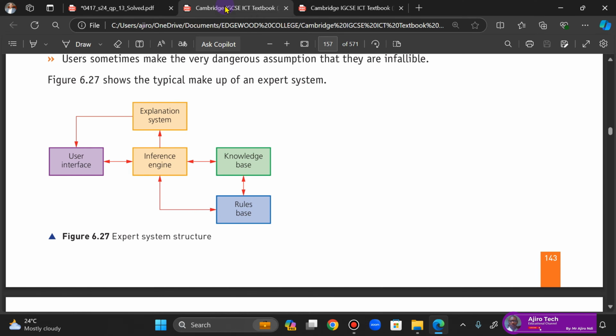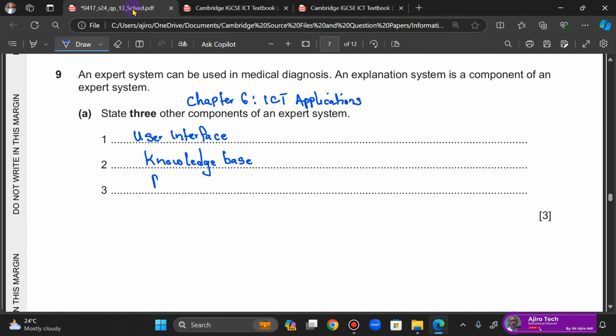Okay, let me go with rule base. I'm leaving this one out. Okay, rule base, rules, yeah, rules base.